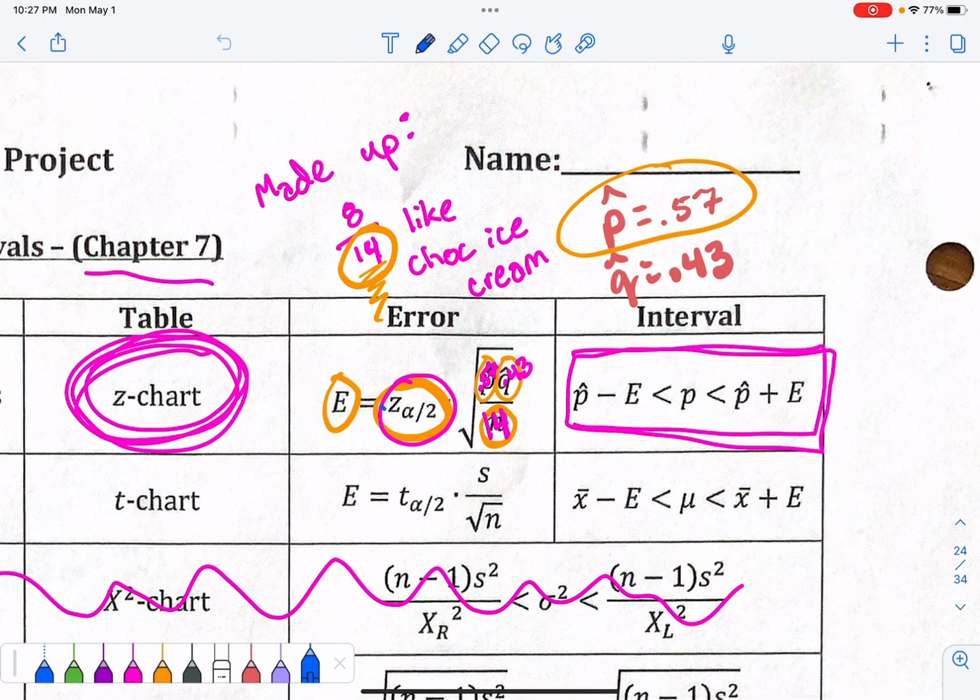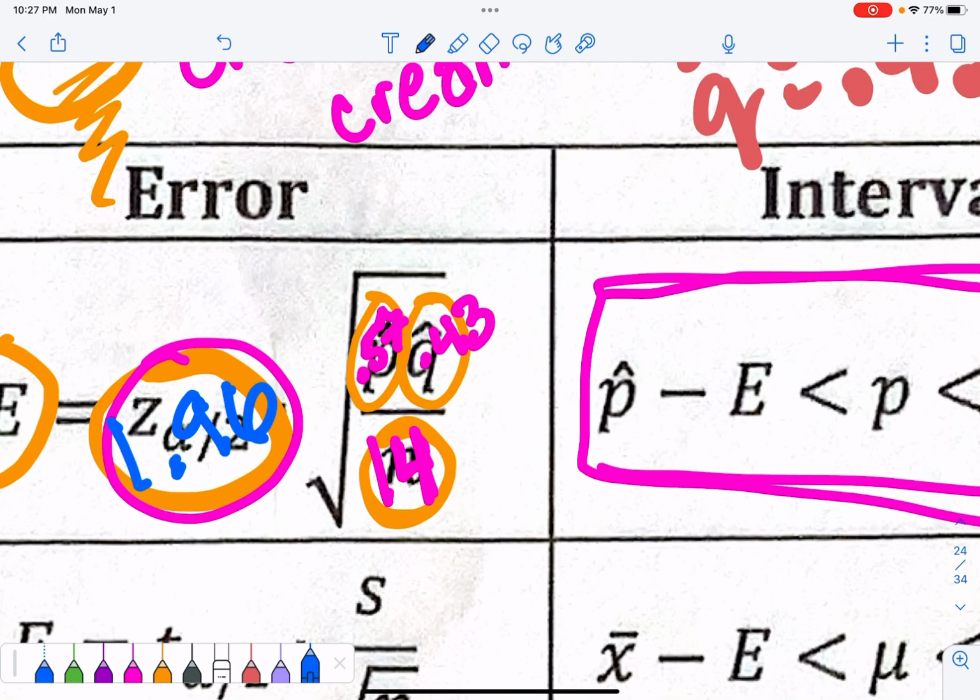So I'm going to put that right here, and then I can use that to calculate my error. So 1.96 times all of that, and let me see what I get. And then we'll see what the error is. Times.